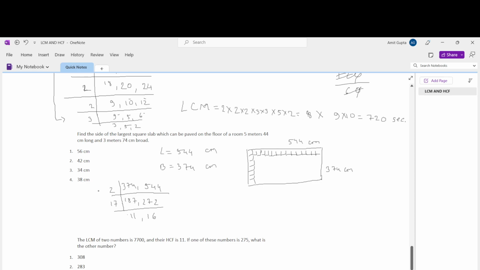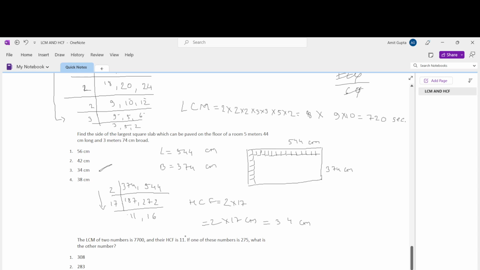So finding the HCF, we go in the downward manner. We have HCF 2 into 17. So the largest square slab will have the length of 2 into 17 centimeter, which is 34 centimeter. Option 3.